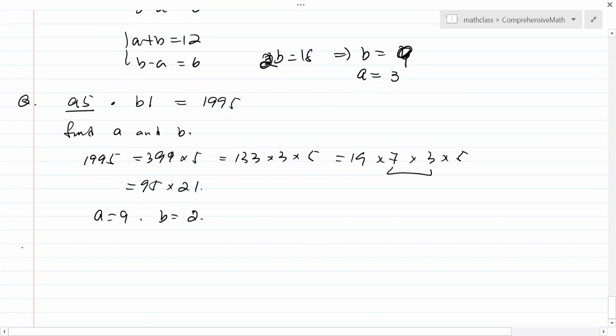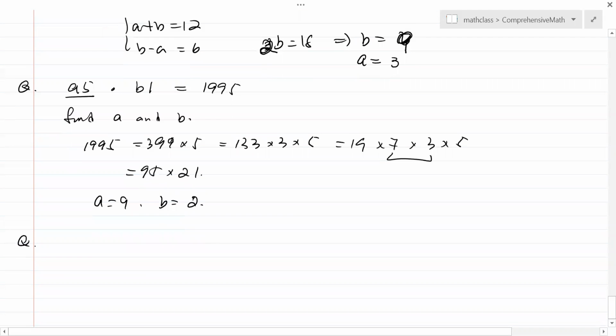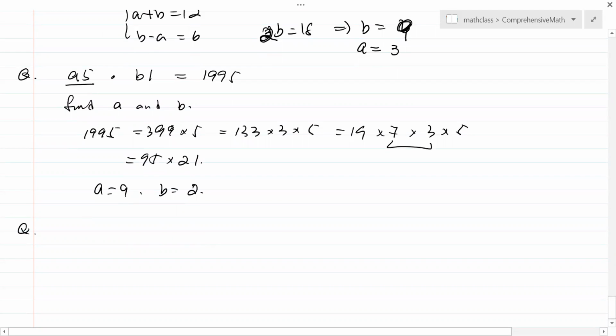All right, so the last problem is: I have a 7-digit number, 276 9A 4 B. This is a 2-digit number, this is divisible by 7.